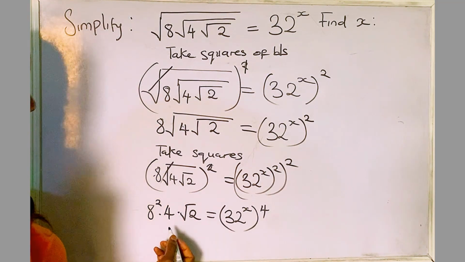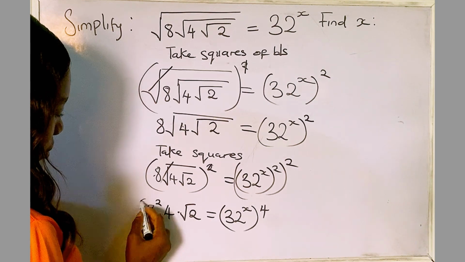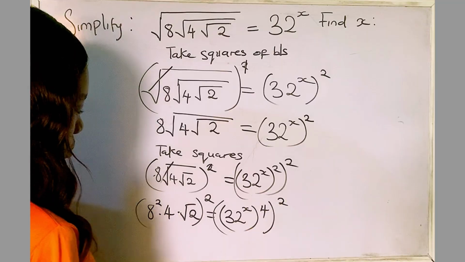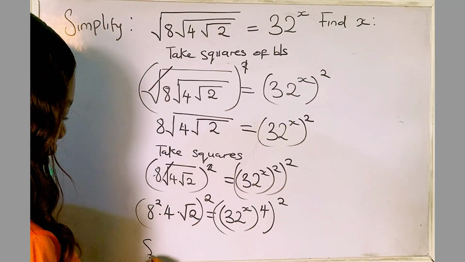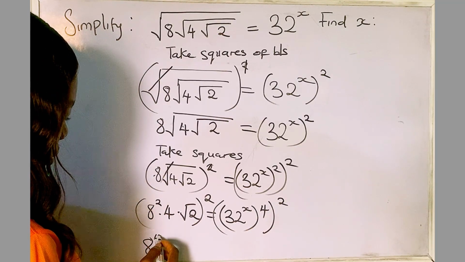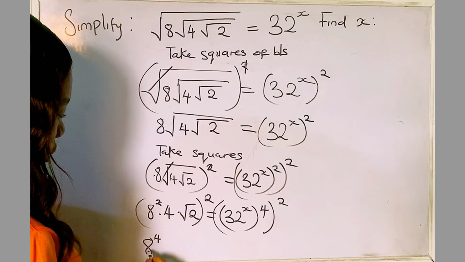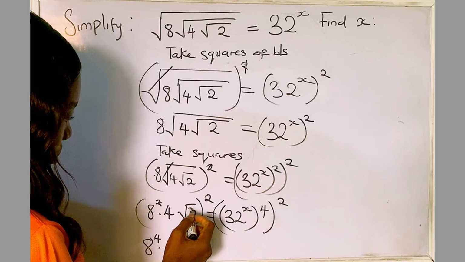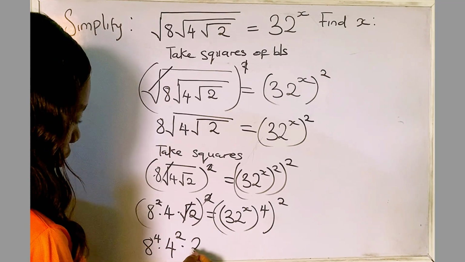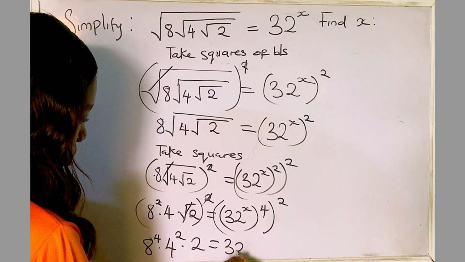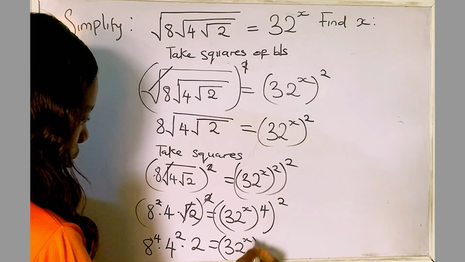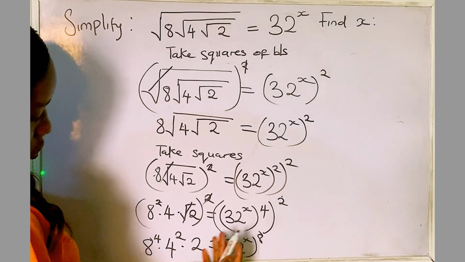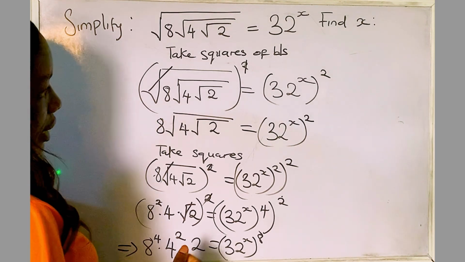Right? Now, take squares again. So we have 8 to the power of 4. This plus this multiplied by this will give you 4, multiplied by 4 to the power of 2, multiplied by this cancel this. So we have 2 is equal to 32 to the power of x. This multiplies by this will give you 8. Now, see that we've completely eliminated the square root. This is what we have left, right?